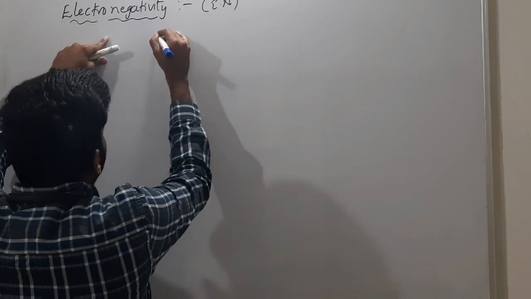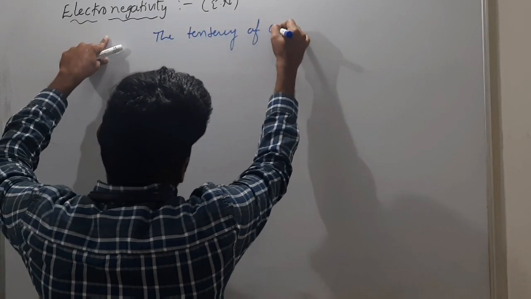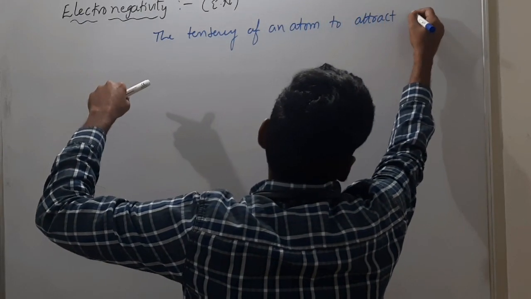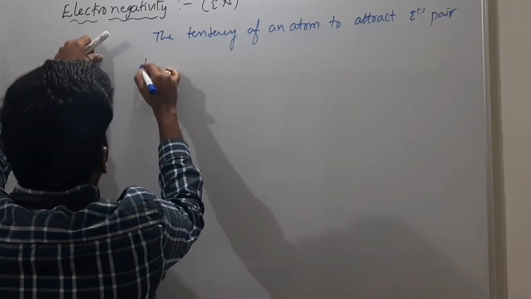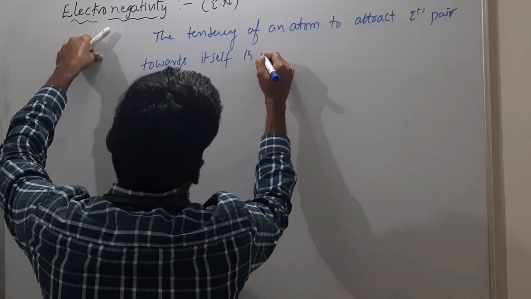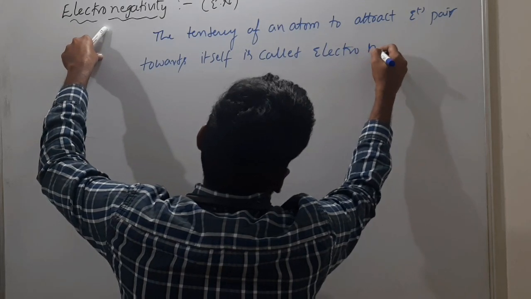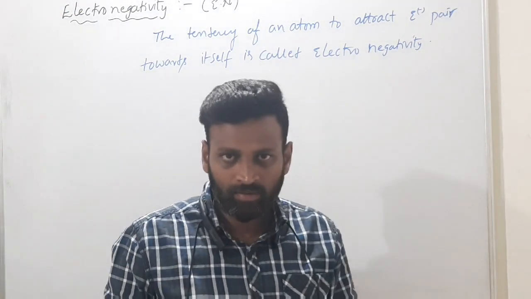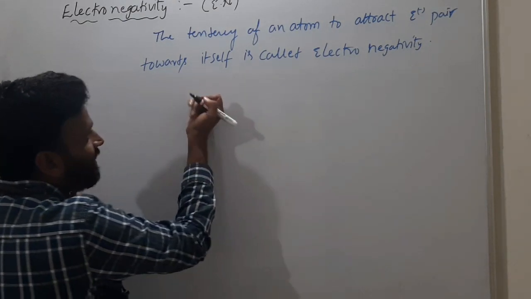So electronegativity means the tendency of an atom to attract an electron pair towards itself. When does electronegativity exist? When the atom is in bonding. It is the attracting tendency I am talking about.